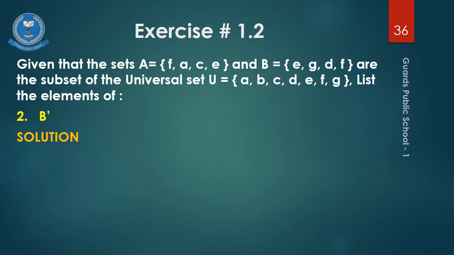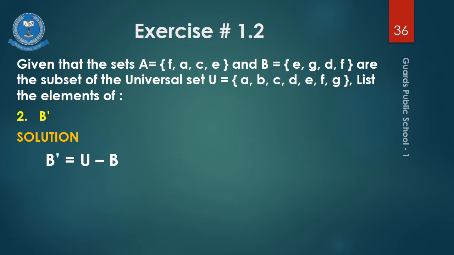What will be the meaning of B complement? Think. Yes, B complement means difference of set B from the universal set. After solution, write down the formula. B complement is equal to universal set minus B.